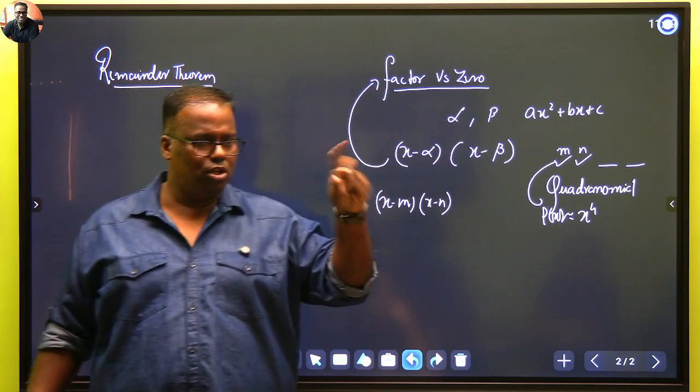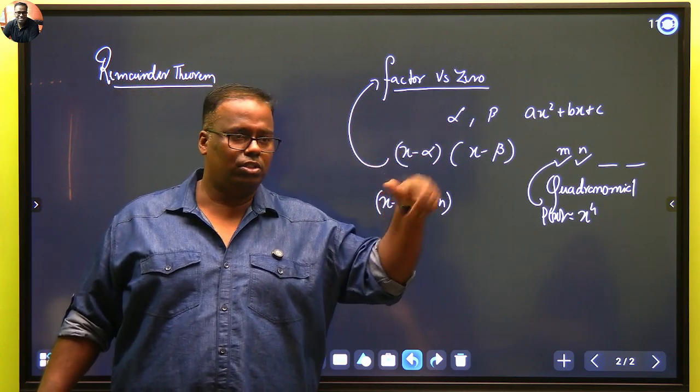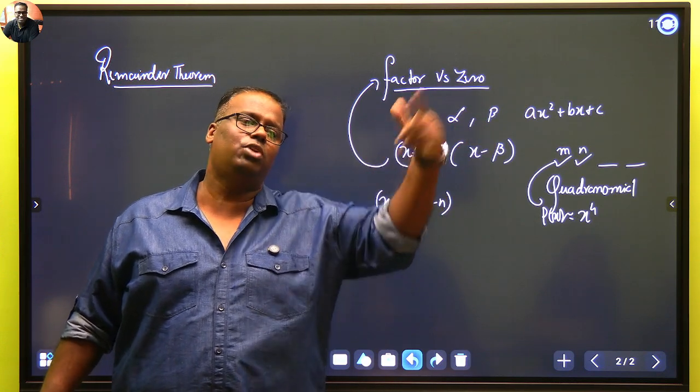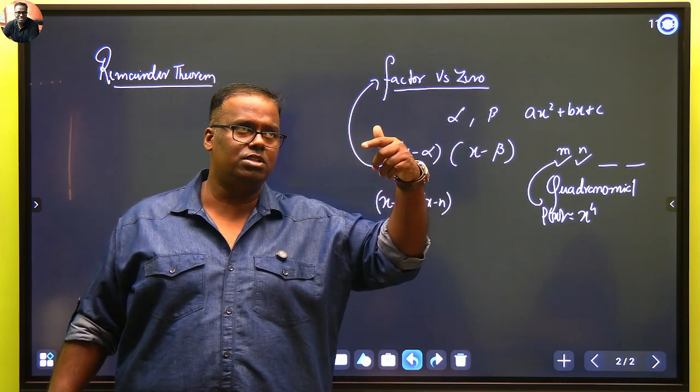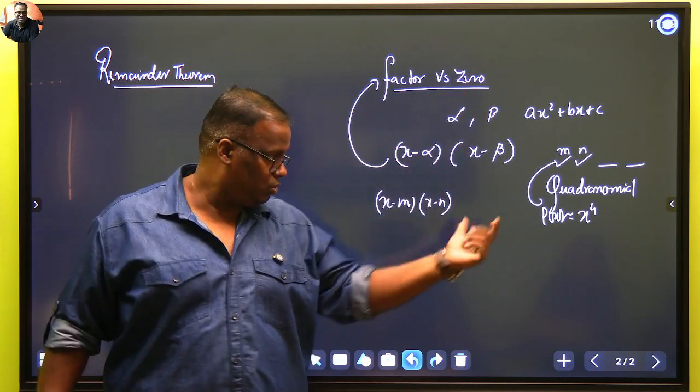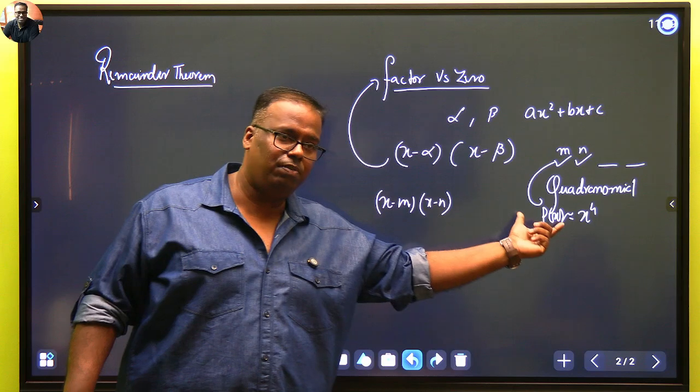8's factor is what? 2 and 4. Product of 2 and 4 is how much? 8. 8 is a factor of 8. 16's factors are 2, 4, 8. Multiply any 2 factors. So 2 into 4, 8. 8 is a factor. 1 into 4 is a factor. So these 2's product must be a factor of this.